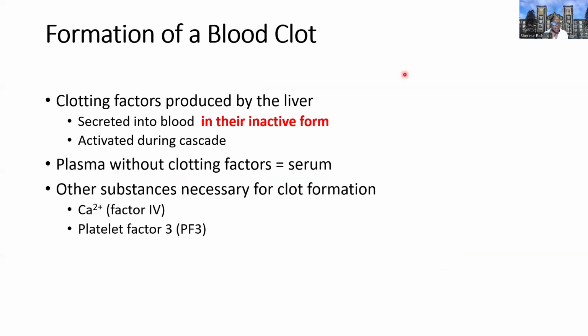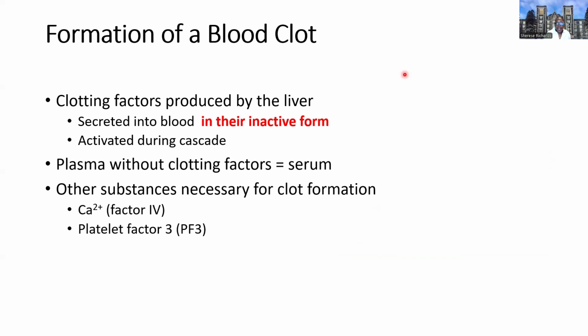Let's talk about some of the clotting factors and how they get activated here. So the clotting factors are made by the liver. They are then secreted into the blood. Now they need to be in their inactive form. Otherwise, all of our blood would clot, right? All of our blood in our vessels would clot if these factors were secreted into the blood in their active form, but they're not, right? And so they become activated in this cascade that we just described.